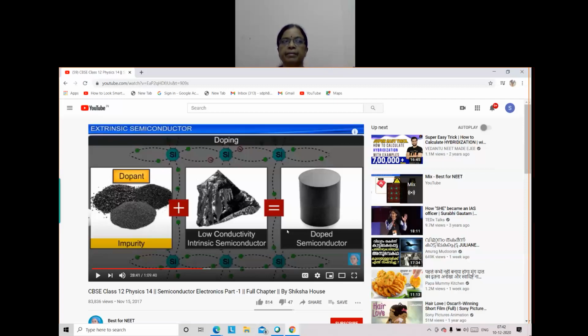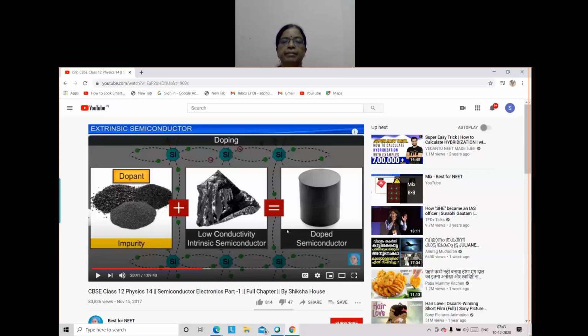Suitable impurity, not any impurity, suitable impurity. Here impurity means it is another element. We are adding another element. For example, pentavalent elements or trivalent elements are added. Pentavalent impurities added are, for example, antimony, arsenic, bismuth, etc. And trivalent impurities are indium, boron, gallium, etc. Impurities means that they are other elements.